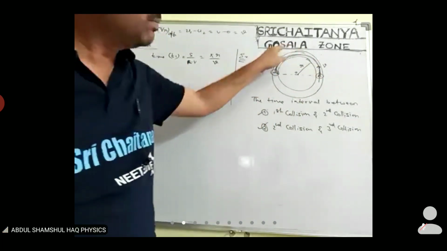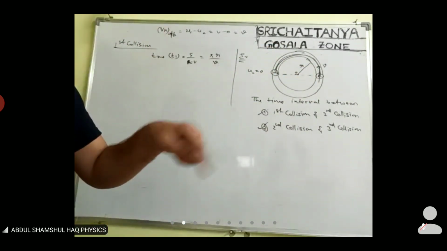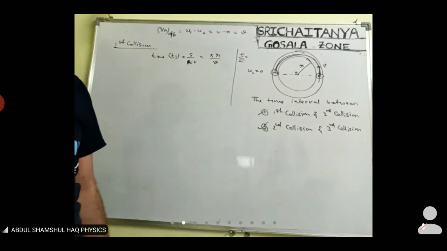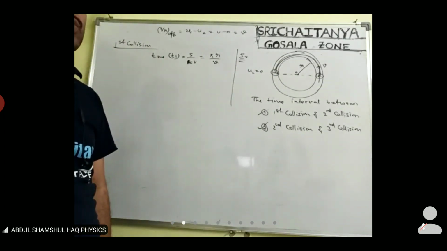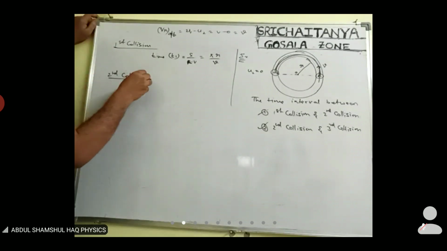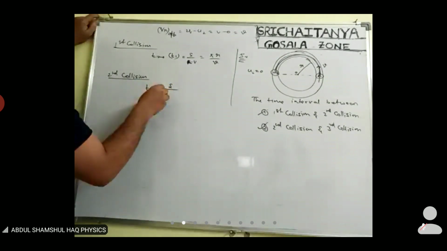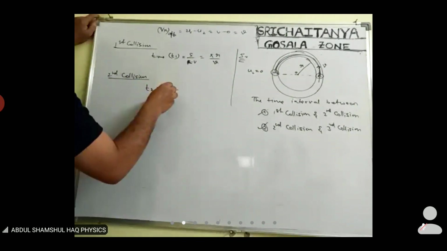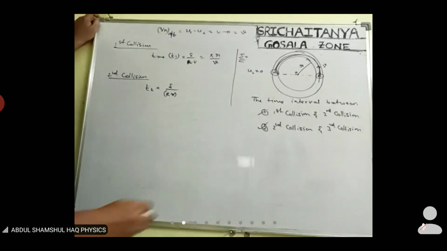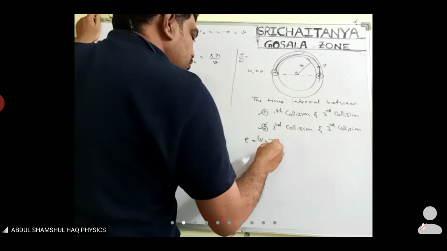If I go for the complete length for the second collision to take place, it would have traveled the full circumference. What is the full circumference of a circle of radius r? 2 pi r. Now students, for the second collision to occur, time t2 will be equal to distance divided by relative velocity of approach. So restitution ratio is nothing but v2 minus v1 divided by u1 minus u.